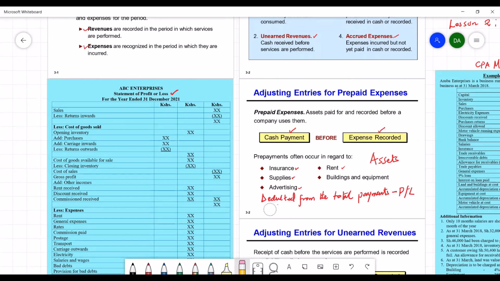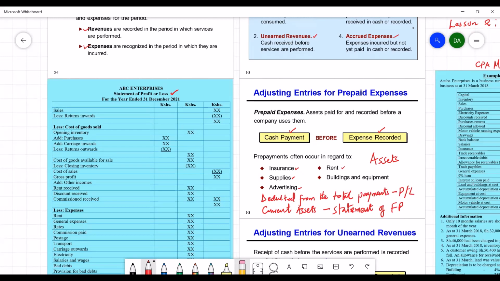But in the statement of financial position, prepaid expenses are current assets. Let us therefore look at where they appear in the two formats.